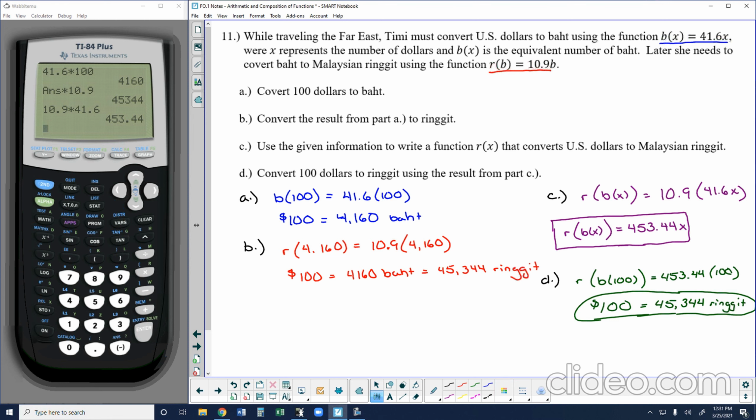So if Timi is now in Malaysia for a longer period of time and she spends all of her 45,344 ringgit from the baht that she had, and now she needs to convert more dollars to ringgit, she has a function that allows her to directly do that conversion here with part C. So you can see a little bit of the use of function composition here. Essentially substitution wrapped into one process.